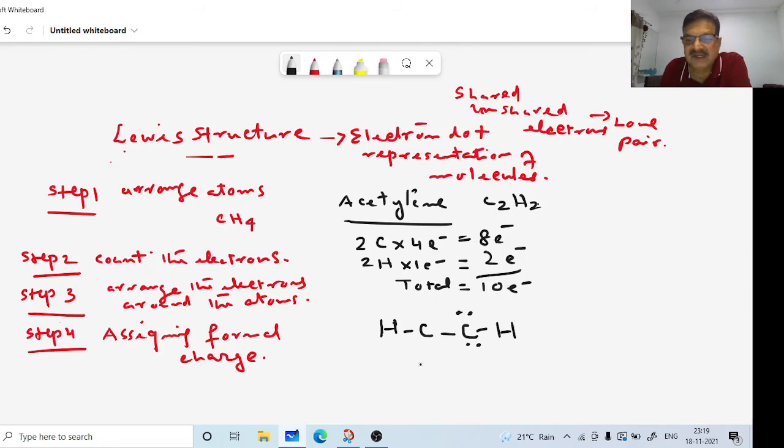Okay. Either you can put the lone pair here. Now this carbon doesn't have an octet. The second carbon here doesn't have an octet. So we can put it in this fashion, or we can even put it in this fashion. Okay. So either way, these carbons do not have an octet. Therefore, this is not a correct method.